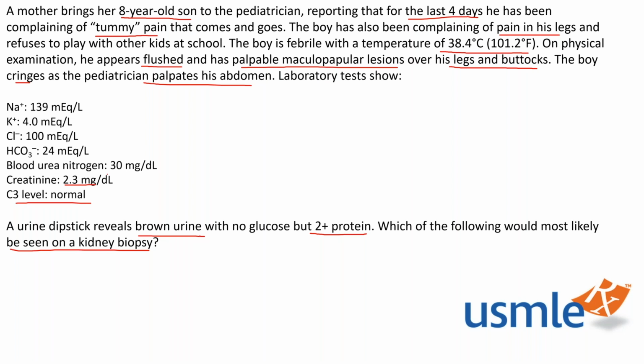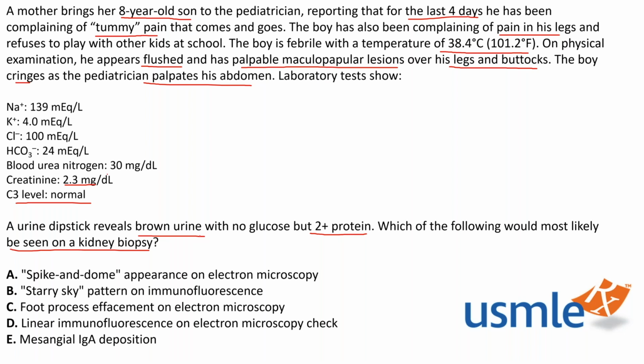All right, now that you've had a little bit of time to think about it, let's uncover our answer choices. All right, great. Now we're going to move through these starting from the bottom up, which is going to be our step 7. So first up, we have E, which is a mesangial IgA deposition. Then we have D, which is linear immunofluorescence on electron microscopy. Then we have C, which is foot process effacement on electron microscopy. Then we have B, which is starry sky pattern on immunofluorescence. And then we have A, which is spike and dome appearance on electron microscopy.